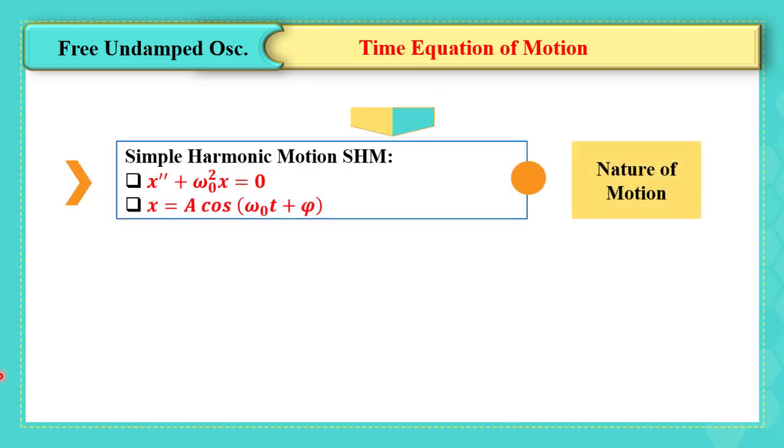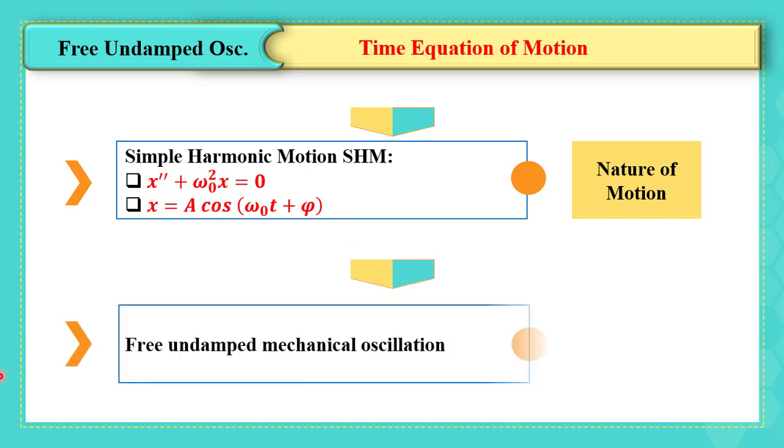It is important then to know that to define the nature of motion, we say it is a simple harmonic motion if the differential equation has the form x double prime plus omega 0 squared x equals 0, or even if the time equation is given as a cosine omega 0 t plus phi or a sine omega 0 t plus phi. But if they asked about the type of oscillations, the answer should be all the time free undamped mechanical oscillation in this situation. It is enough for this video. In the next video, we are going to define more the simple harmonic motion and define its characteristics.